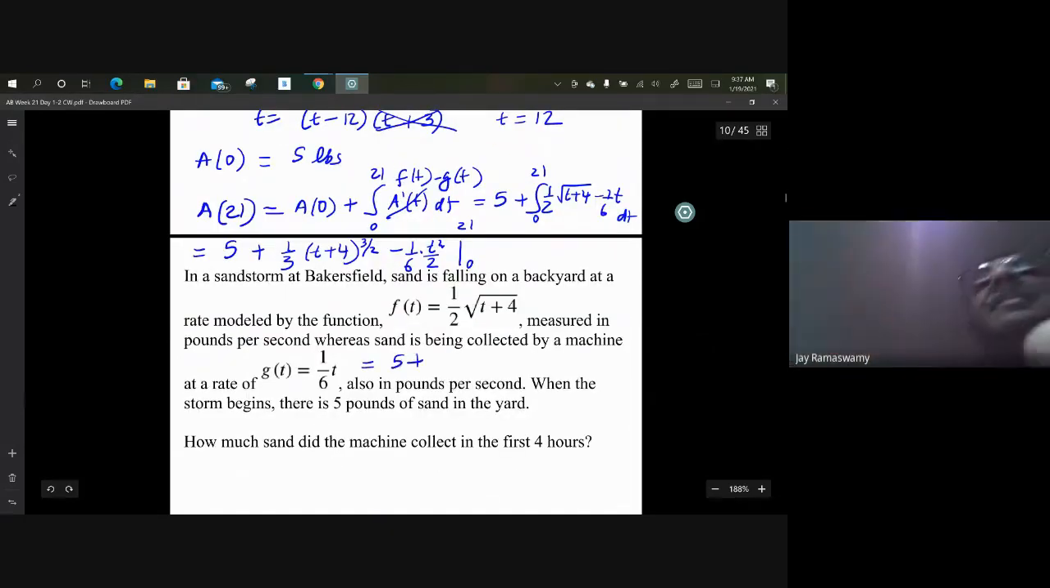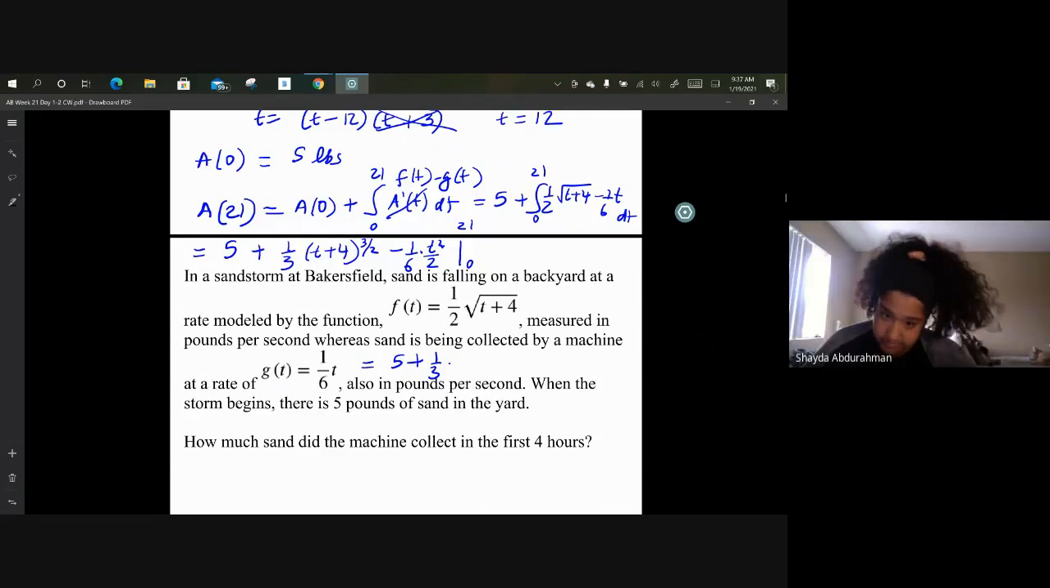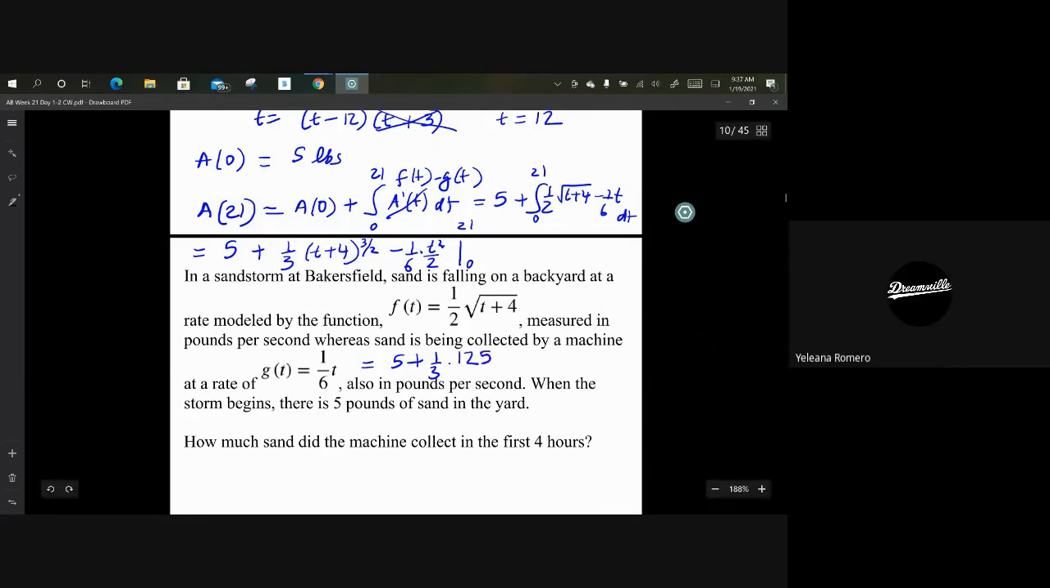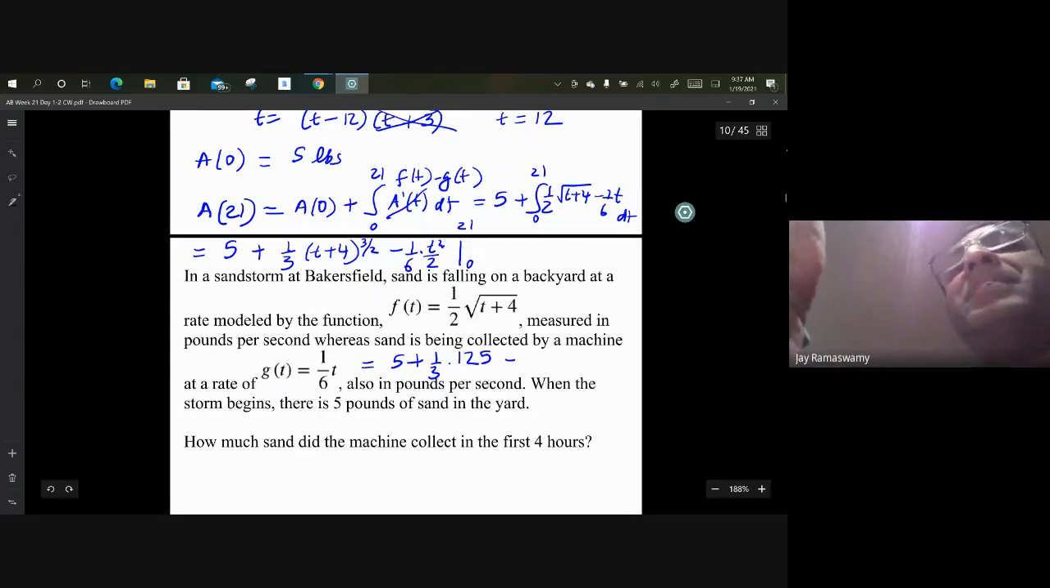Okay, let's plug in 21. 1/3 of 21 plus 4 is 25. Okay, guys, I'm going to do a bunch of mental things. Square root of 25 is 5. Cube it, 125. 25 minus 1/6, can I write that as 1/12?